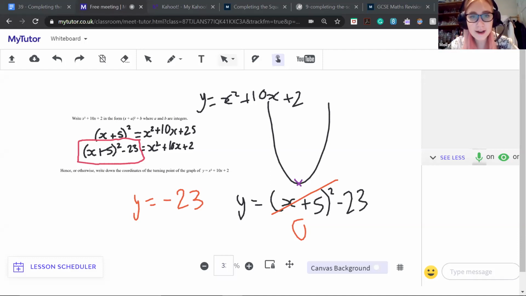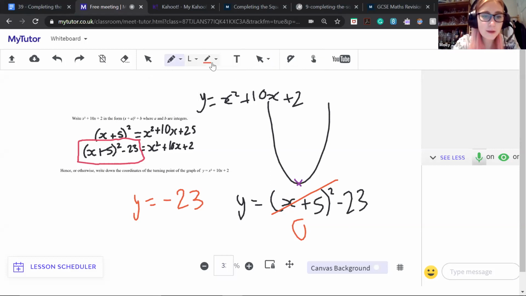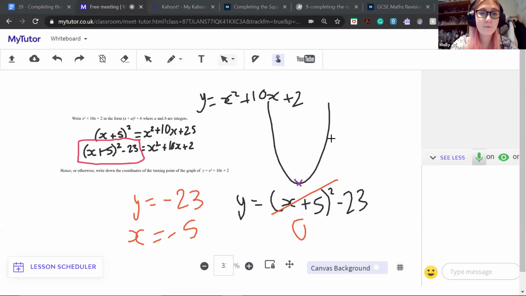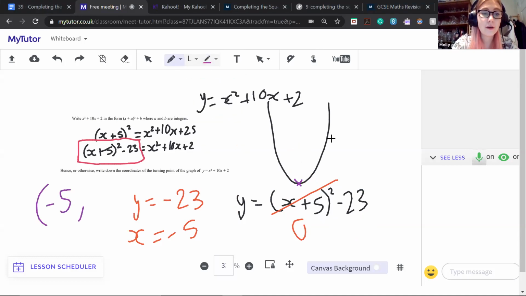Brilliant. A couple of other people getting it now. Okay, cool, I'll go through it. It's going to be minus 5. If x is minus 5, then minus 5 plus 5 is 0. So we say that x is minus 5. Do you see what we've done here? The smallest this can possibly go, because this is the minimum point, is minus 23. And the value of x that causes that is the value that makes this 0, so it's got to be minus 5. Now we've got the x value and the y value of this point. So the turning point is minus 5, minus 23.